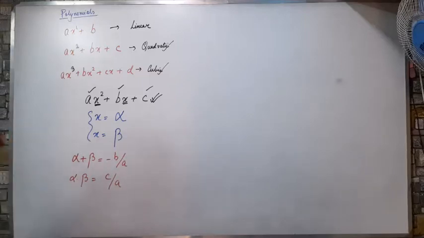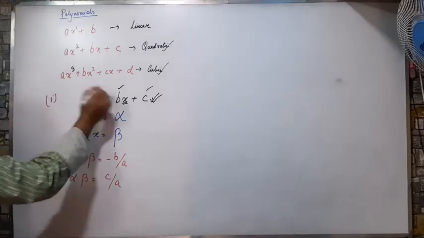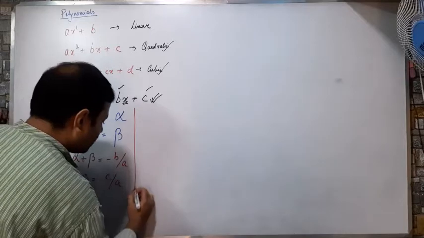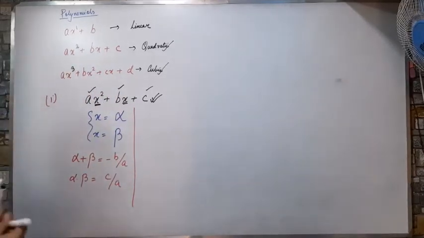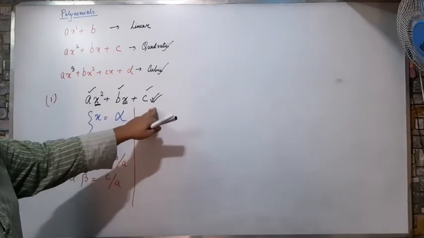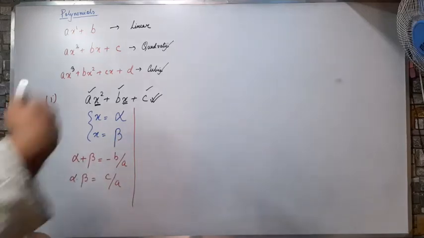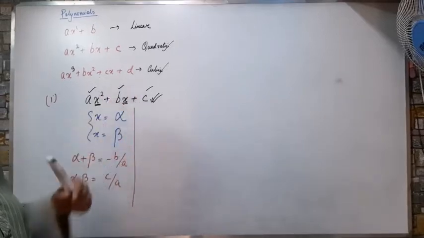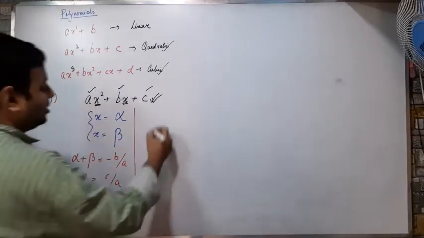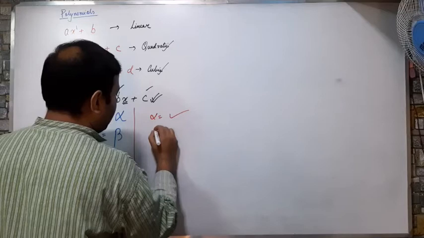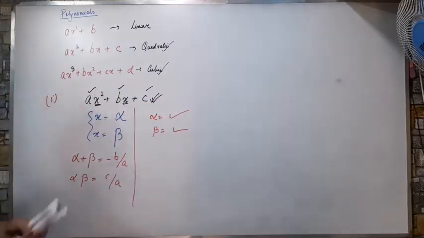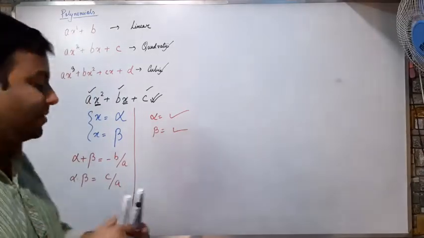Correct? Now, this was the first part of this quadratic equation. What is the second part? Suppose here the equation was given, and you were asked to find the roots. Suppose it is reversed: roots are given and you are asked to find the equation. Suppose you are given that alpha equals something and beta equals something. Alpha and beta are given, and you are asked to find the equation out of it. So how will we form it?